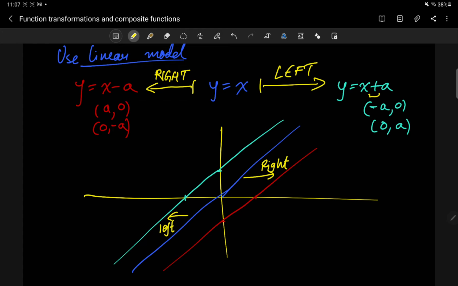And the reason that happens is because we are adding to the input, which means we are actually transforming the coordinate plane. So things are happening faster, which means now whatever happened at 0 would already have happened at negative a. That's why it moves to the left. Whereas when we are doing x minus a, we are slowing things down so that what initially happened at 0 now is only going to happen at a. So it's going to be happening later. And so it results in a right movement.